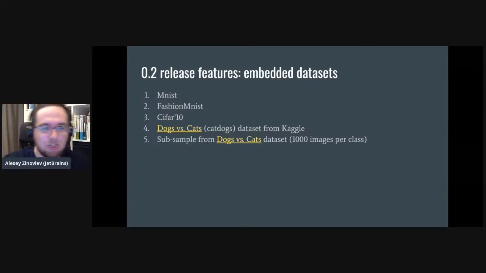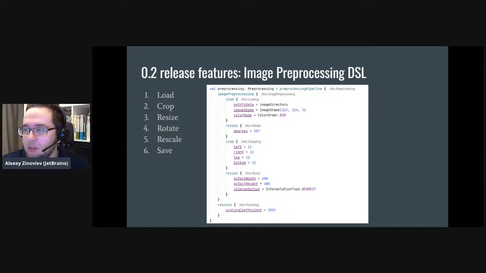For example, if the pre-trained model was trained on ImageNet, I think that cats and dogs are compatible with the ImageNet images. So the next group of features is, as I said, image preprocessing. We have a special Kotlin DSL for image preprocessing supporting crop, resize, rotate, load from directory and save to directory operators, also rescale. It's a very important operation too. For example, we have no augmentation library yet, but basic augmentation can be realized easily with our DSL manually.